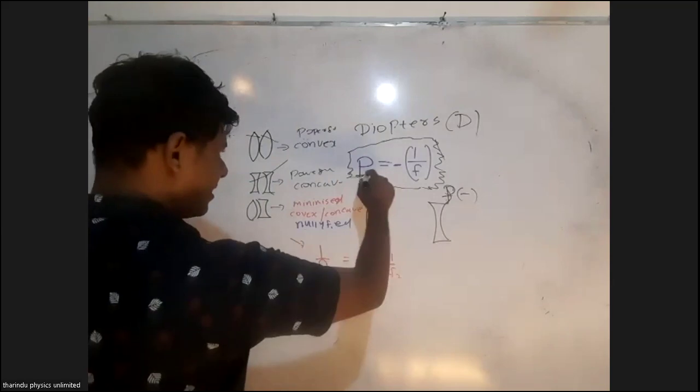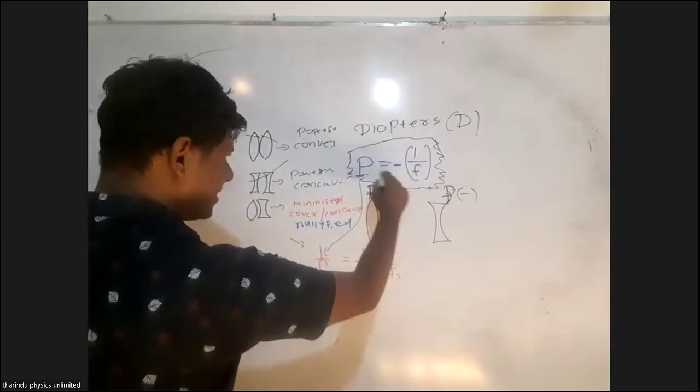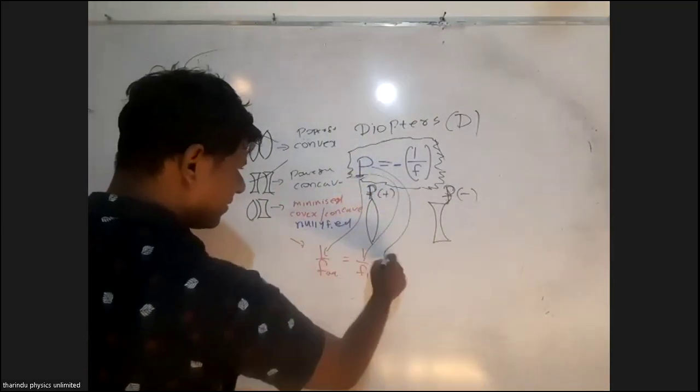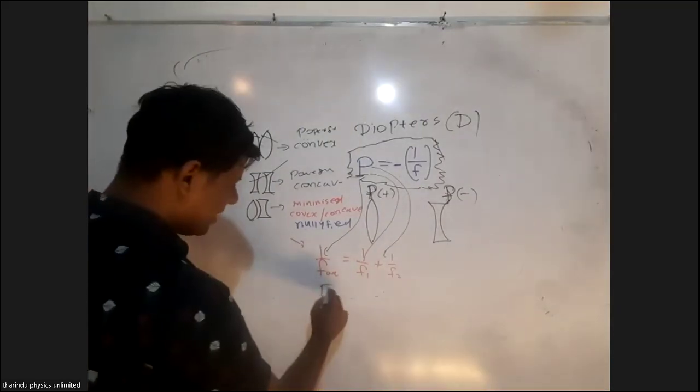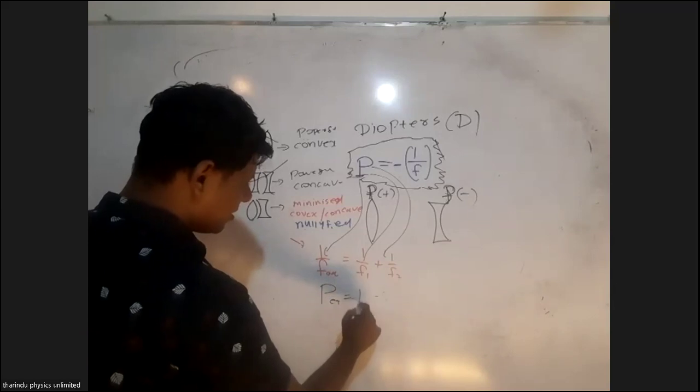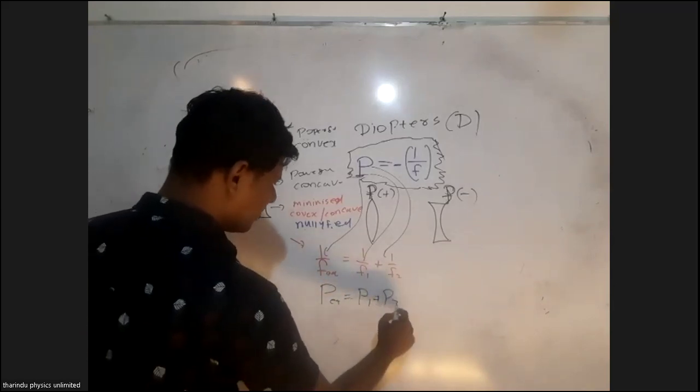We know this result. Now I can apply this result to all of these things. But finally I will get 1 over f, which means P equivalent equals P1 plus P2.